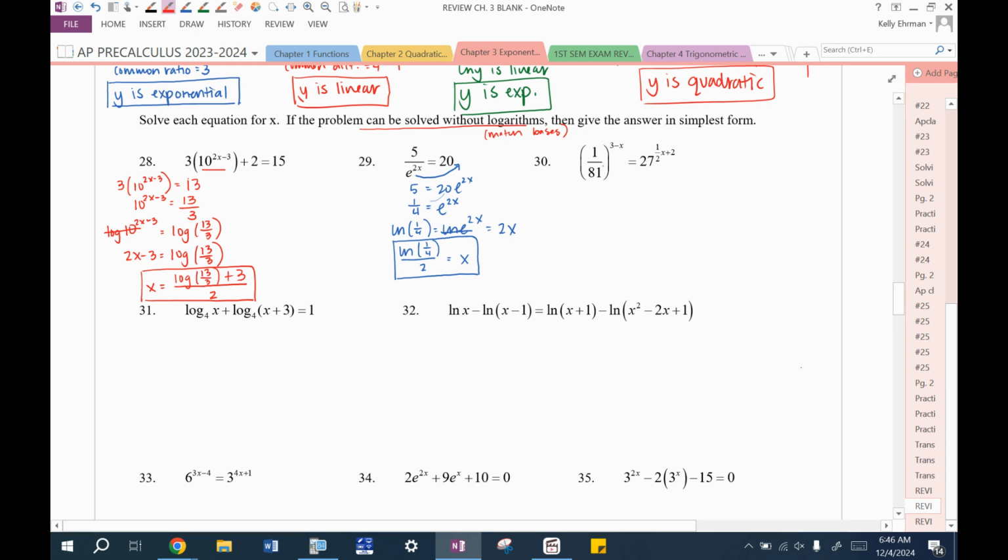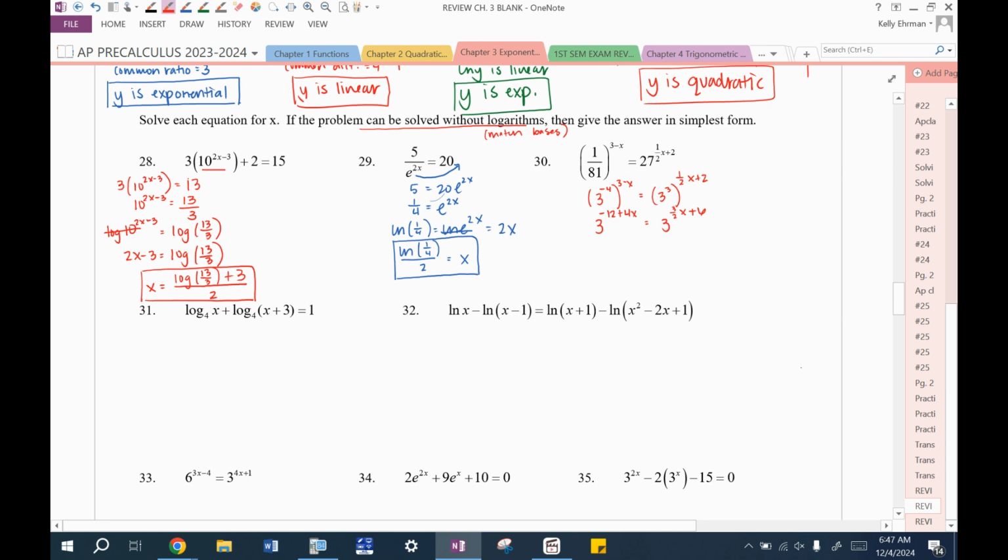Number 30 is an example where I've got two different base numbers on either side, and I can rewrite them so they're both base 3. So 81 is 3 to the 4th. So if this is 1 over 81, this is really 3 to the negative 4th being raised to the 3 minus x power. And 27 is 3 to the 3rd being raised to the 1/2 x plus 2 power. And when you have power to a power, you multiply your exponents. So 3 to the negative 12 plus 4x equals 3 to the 3/2 x plus 6.